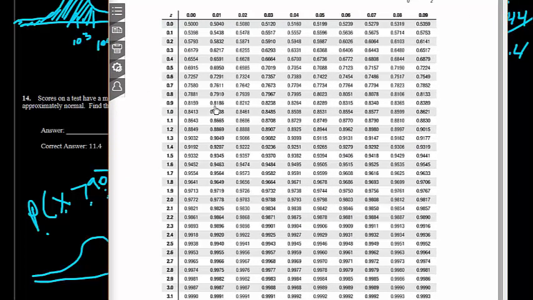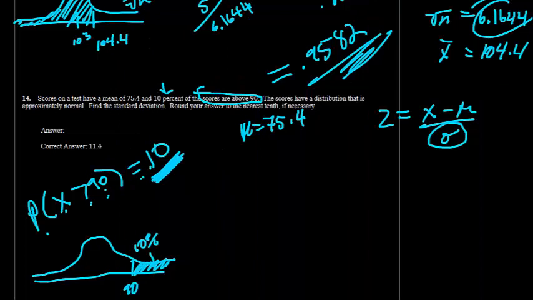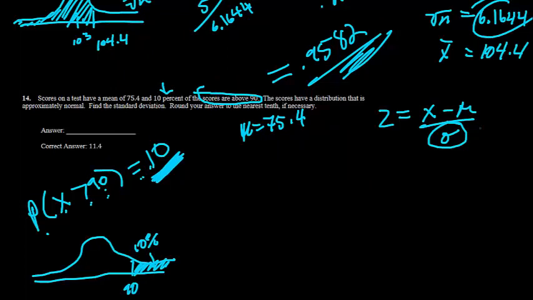0.10 on the right-hand side is going to be 1 minus 0.10. So we're really looking for 0.90. 0.93. Oh, that's close. 0.9015. 0.8997 is closer, so I'm going to grab that one. It is 1.28. So z is equal to 1.28.